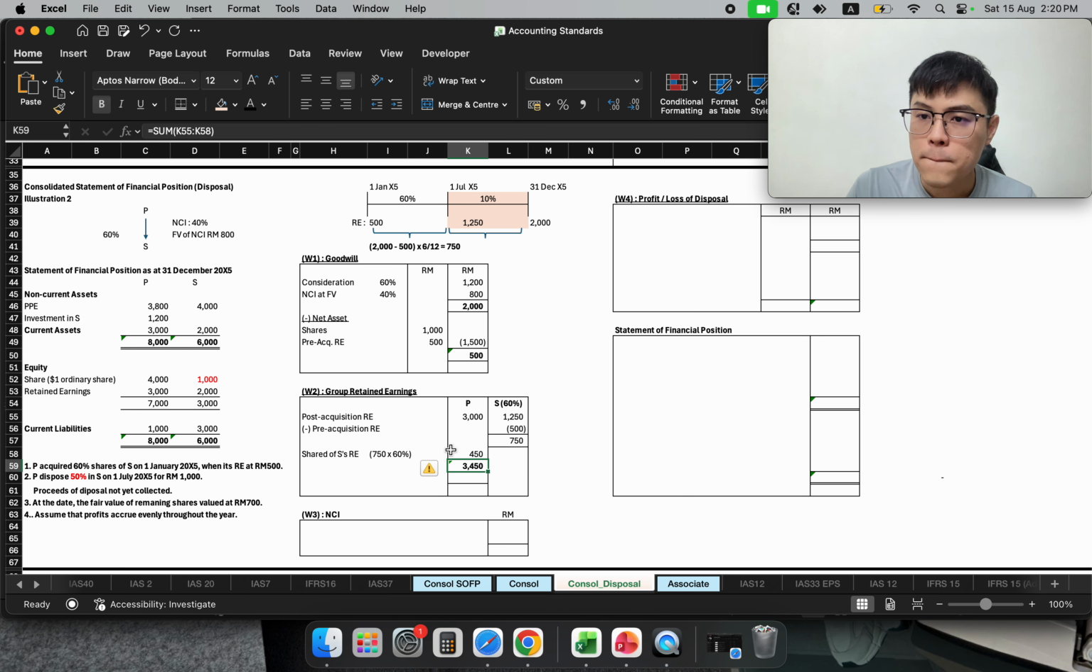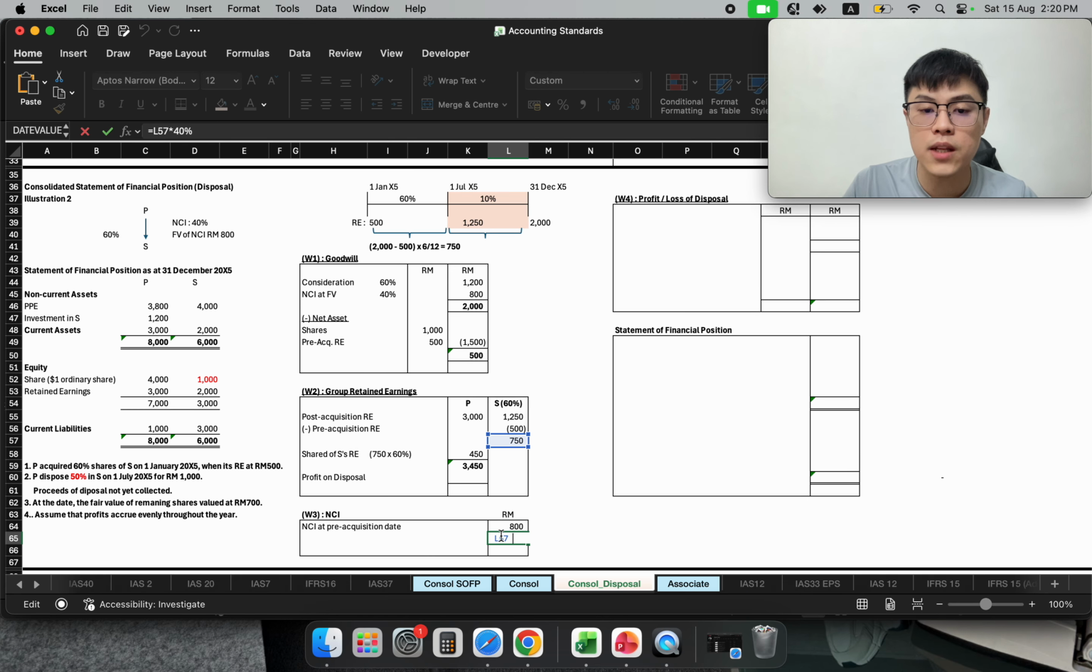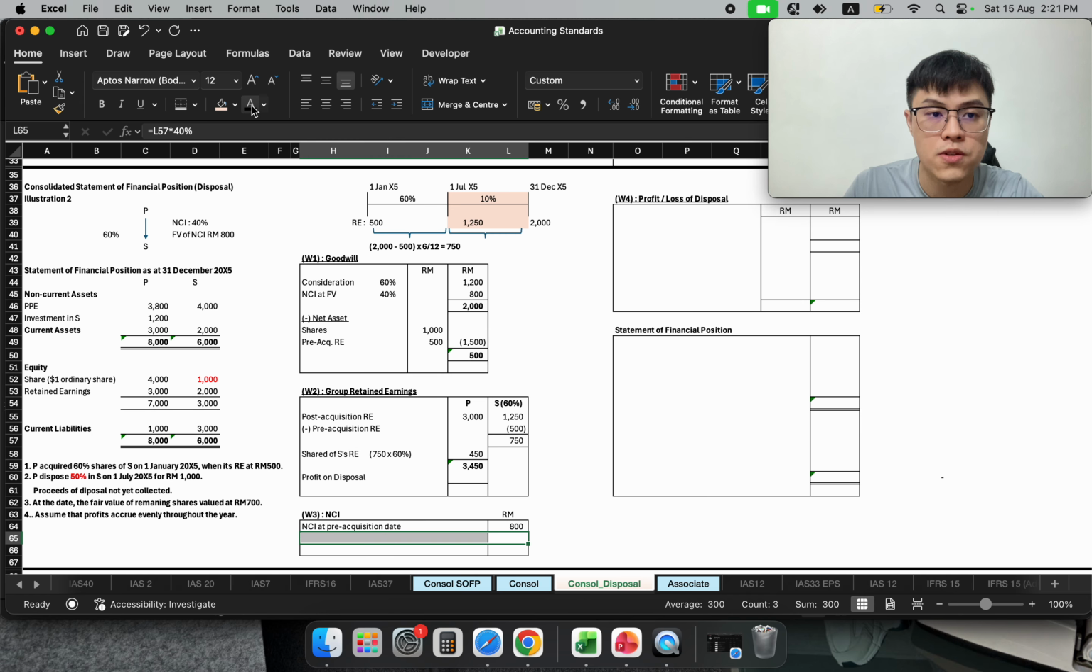But bear in mind, we have a profit or loss on disposal like what we did just now because we lost control. So we will need to calculate profit on disposal. Let's do this by calculating NCI first. Our NCI, as per goodwill calculation, is 800 at the date of acquisition, and they will need to share the retained earning up to the date of control loss. So this will be the NCI up to the date of control loss.